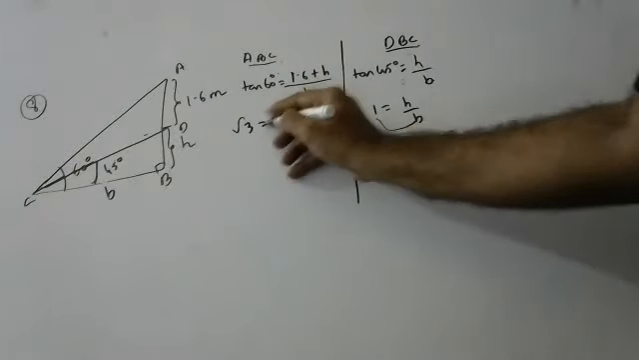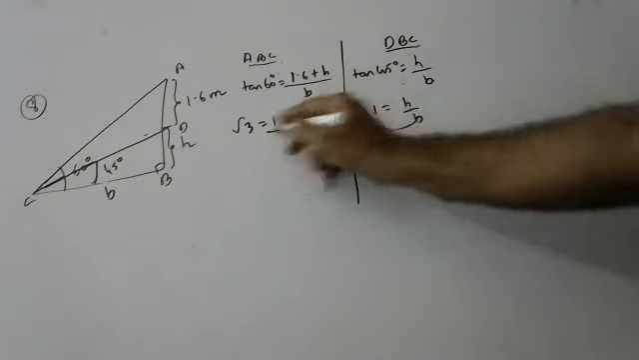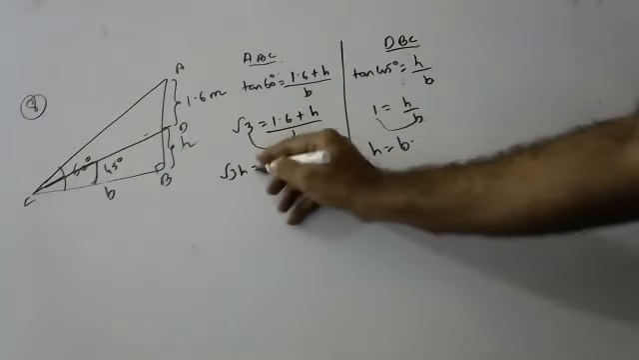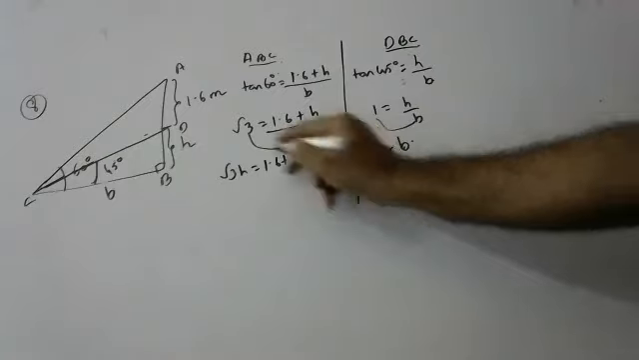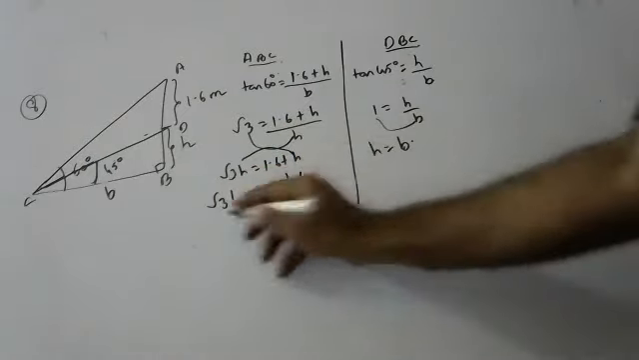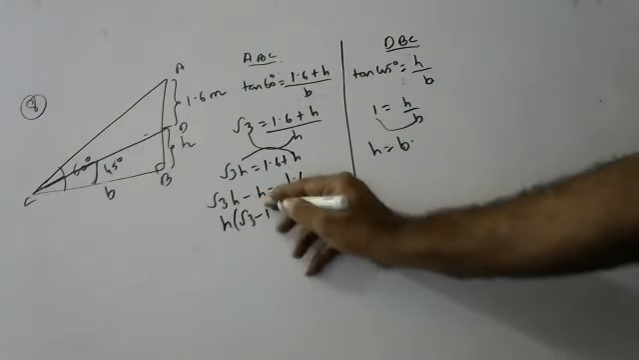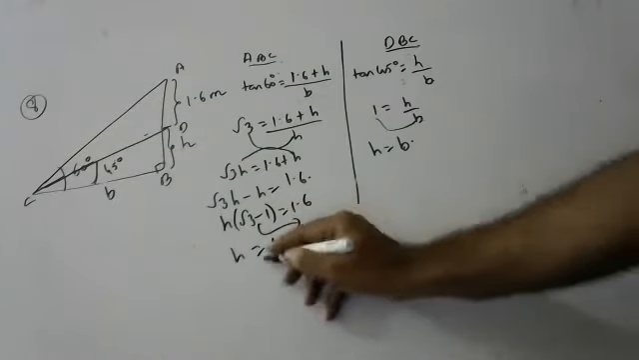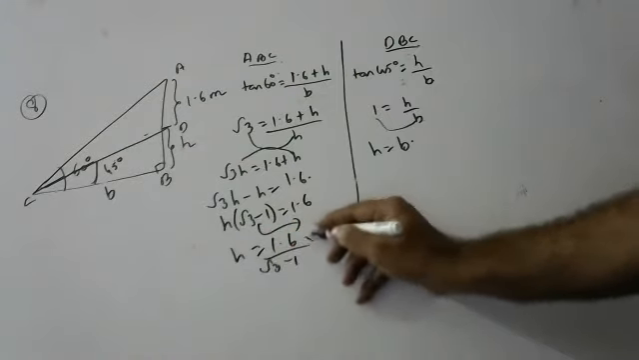So root 3 is equal to 1.6 plus h by h. This h will go over here. Root 3 h is equal to 1.6 plus h. This comes here. Root 3 h minus h is equal to 1.6. h common: h into root 3 minus 1 is equal to 1.6. This comes down. h is equal to 1.6 by root 3 minus 1.